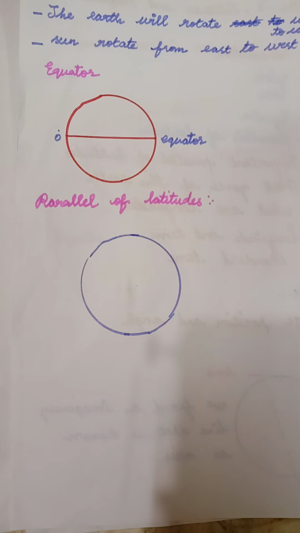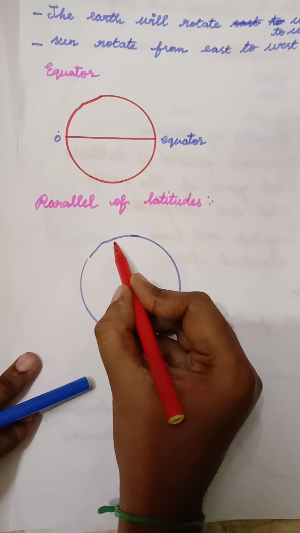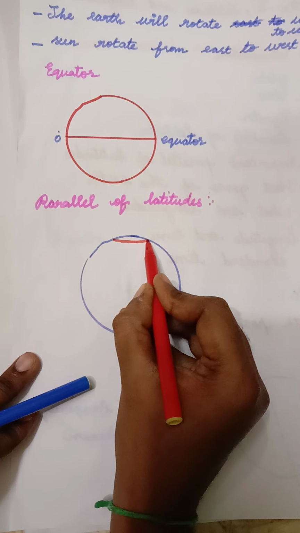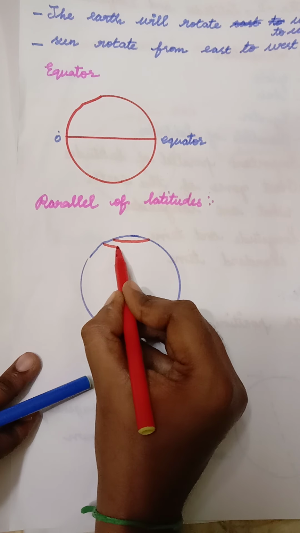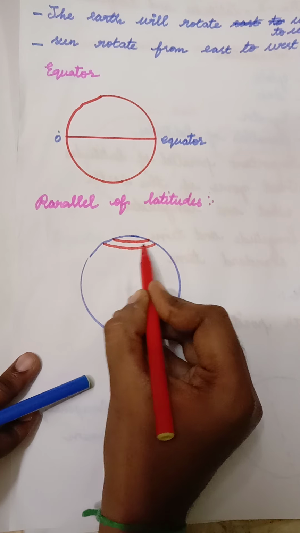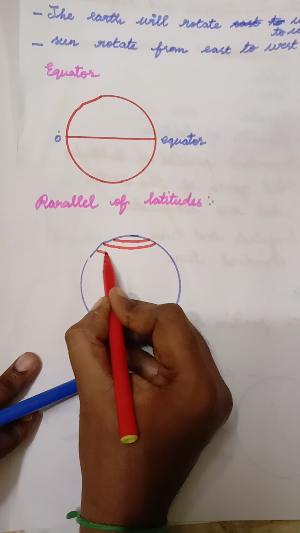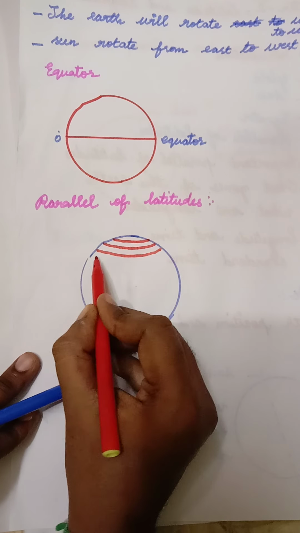Children, next we are going to see about the parallels of latitude. These are imaginary lines that run from east to west. I will draw the diagram of the parallels of latitude. See how I am drawing, how the lines are running from east to west. Can you see?